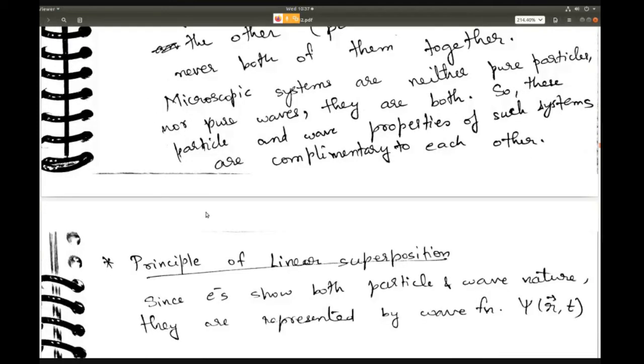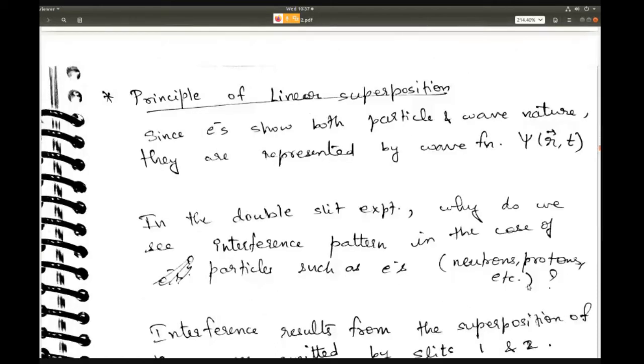So this brings us to something known as linear superposition. This tells us why we see that the electron is actually showing the interference pattern. We have already seen earlier that we represent the electron by a wave function psi. Psi is a function of position vector and time. So electrons can be represented by the wave function, and this wave function encapsulates both particle and wave nature.